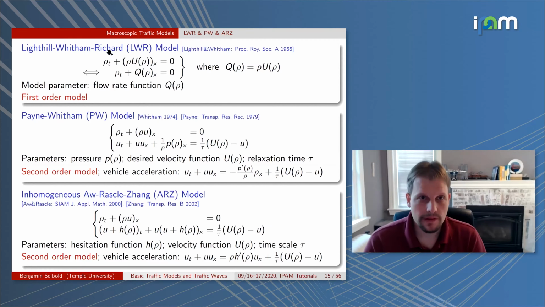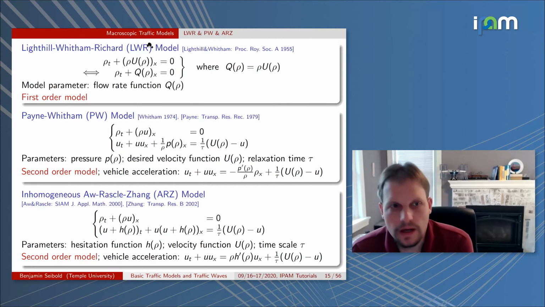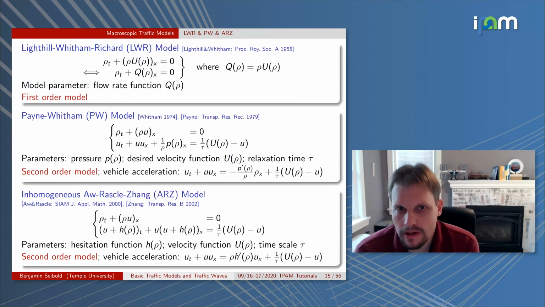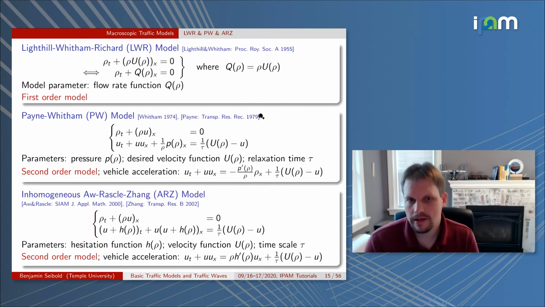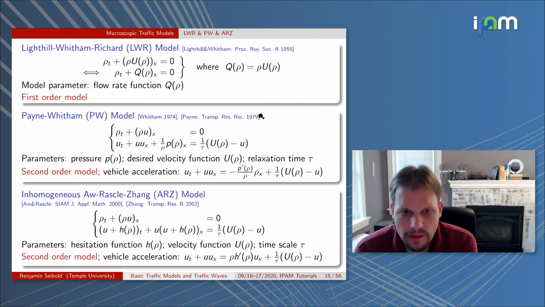For example, this first order description is generally called the Lighthill-Whitham-Richards model. That's a first order model, a scalar hyperbolic conservation law. And then there are these second order models that are two equations, here two examples. The first one was the Payne-Whitham model, independently proposed by Whitham and Payne.